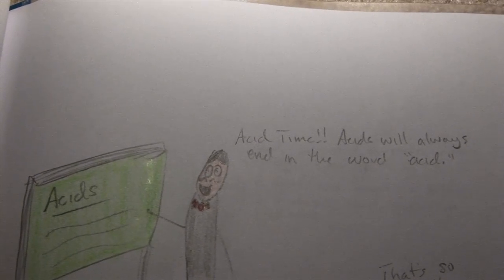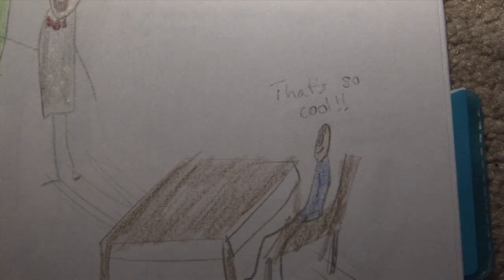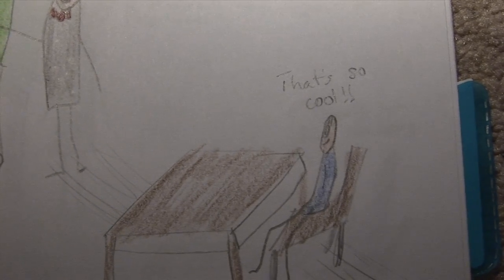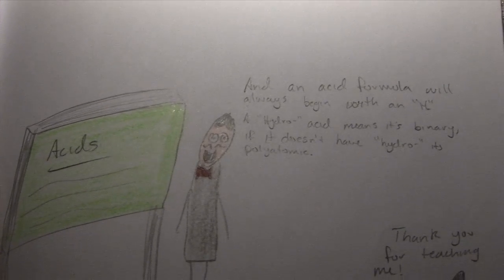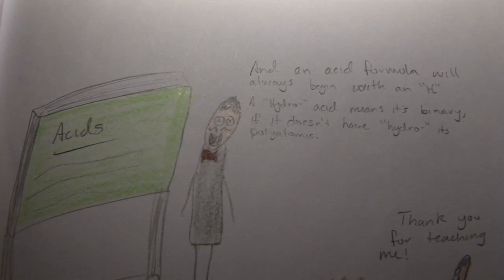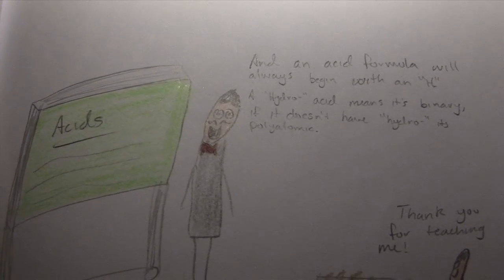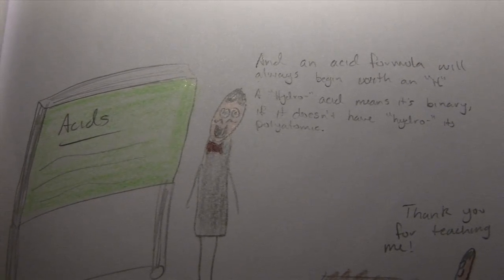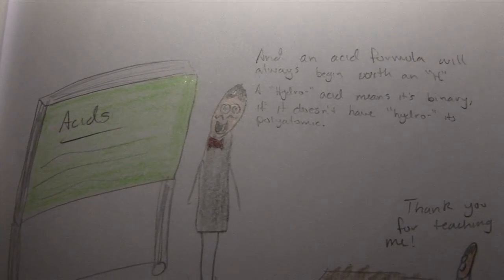Acids will always end in the word acid. That's so cool. And an acid formula will always begin with an H. A hydro acid means binary. If it doesn't have hydro, it's polyatomic.